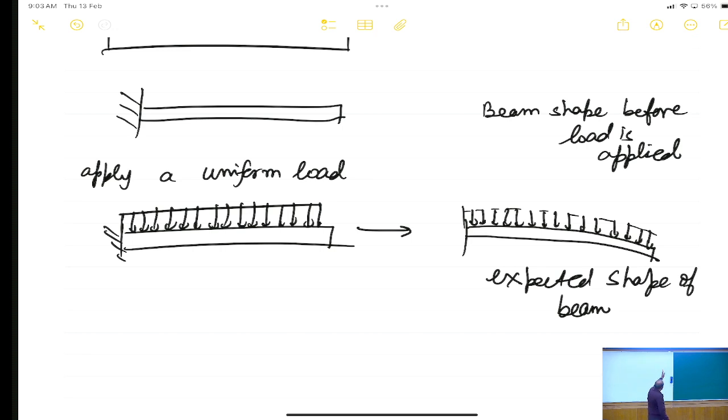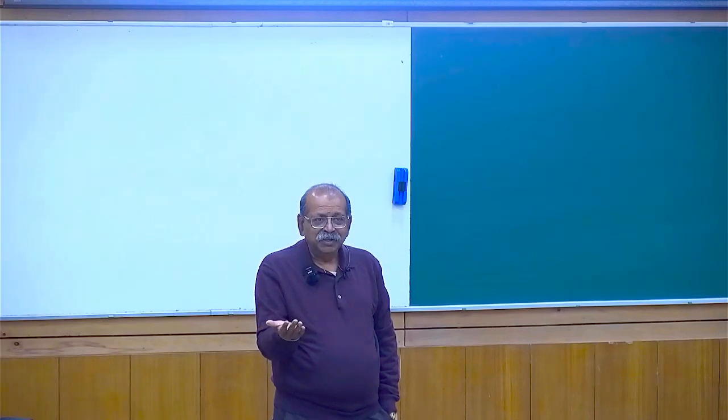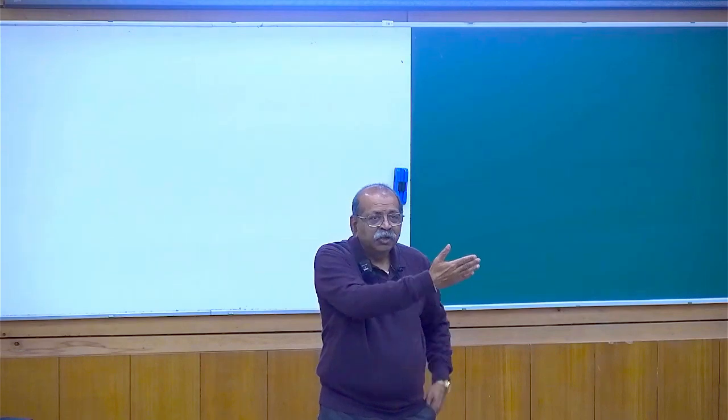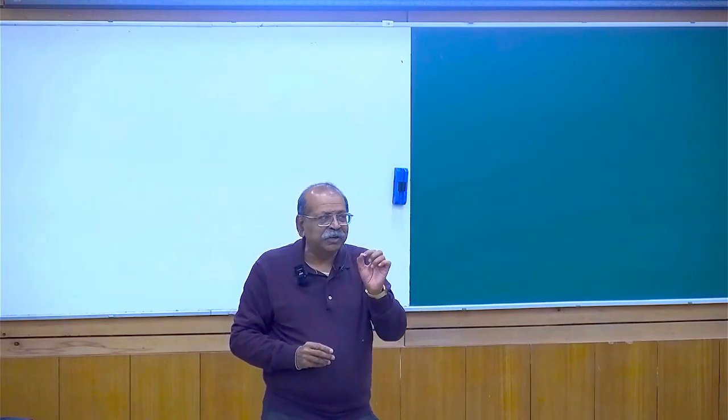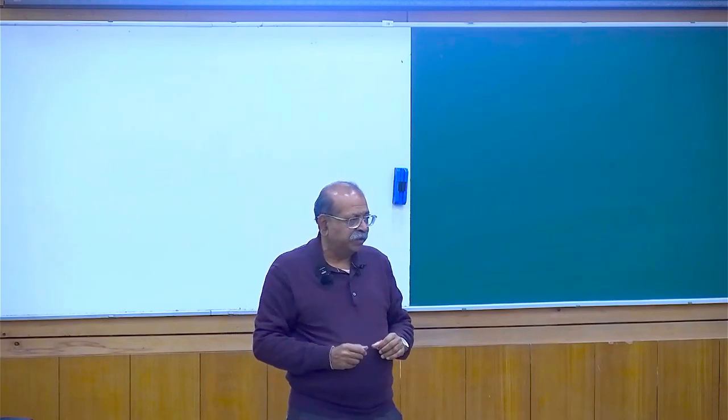You cut the beam from the right, just cut a very small section. What shear force will come there? 0. What bending moment will come there? 0. So, on the right part, on the extreme end, you do not have any condition on deflection, but you have condition on shear force and bending moment.